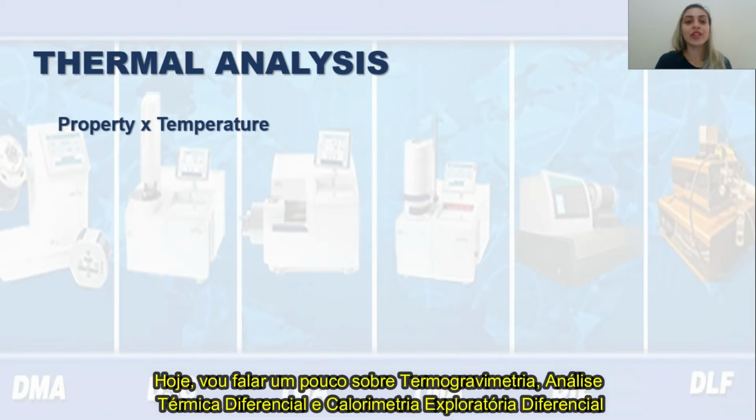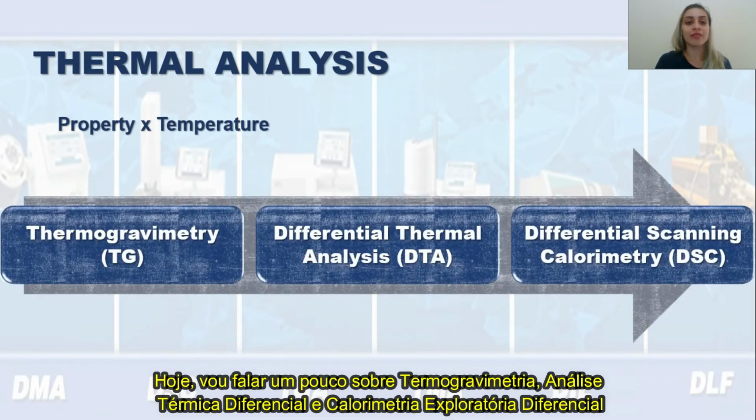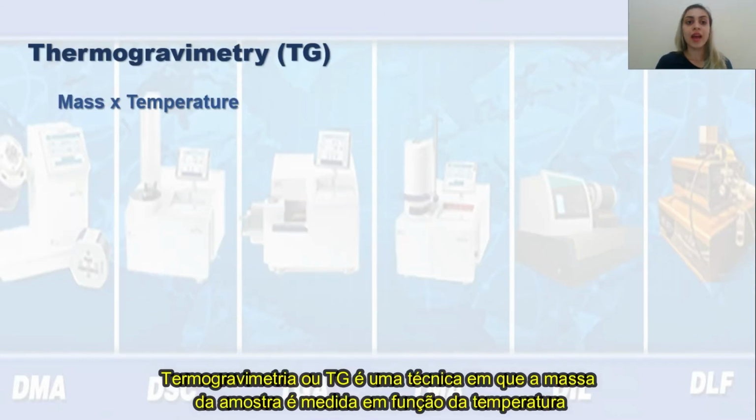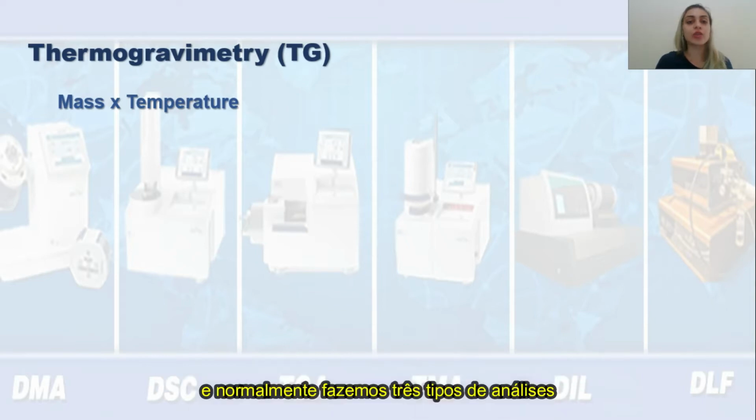Today, I am going to talk a little about thermogravimetry, differential thermoanalysis, and differential scanning calorimetry. Thermogravimetry, or TG, is a technique in which the sample mass is recorded as a function of temperature, and we normally do three types of analysis.